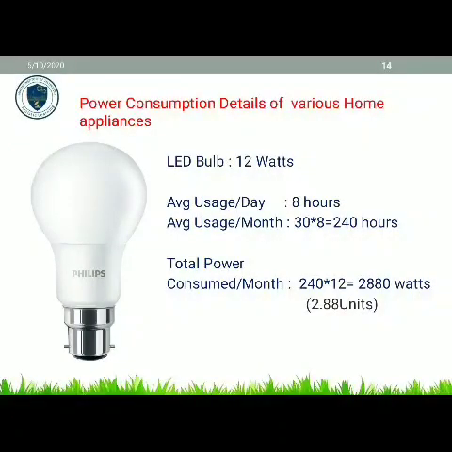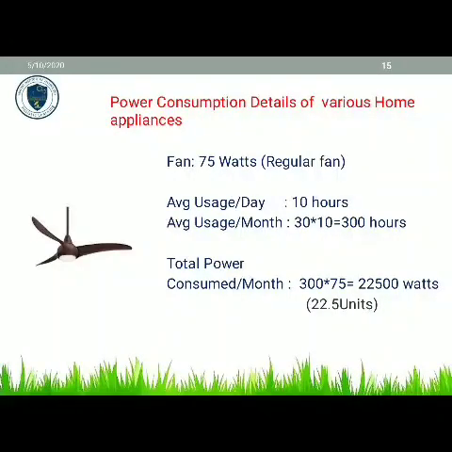Next, LED bulb. The rating of the LED bulb is 12 watts. The average usage per day is equal to 8 hours, similar to the incandescent bulb. The average usage per month is equal to 30 into 8, which is equal to 240 hours. The total power consumed per month is equal to 240 into 12, which is equal to 2880 watt-hours. That is 2.88 units.